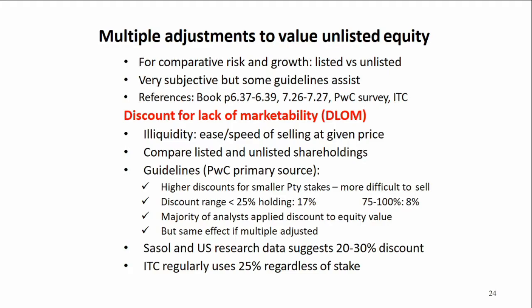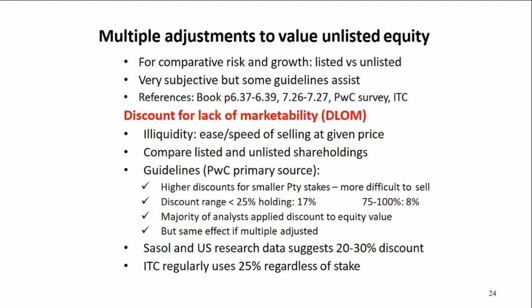If, for example, we are trying to value a shareholding that is less than 25%, in the past adjustments have been made that average 17%. Whereas if we have a holding in the range 75% to 100%, then in the past the adjustments that have been made average about 8%. When we look at the PwC source, the majority of analysts in the past applied the discount to the final equity value, but it has the same effect if we apply it to the multiple or the final equity value when we are using the PE multiple method.